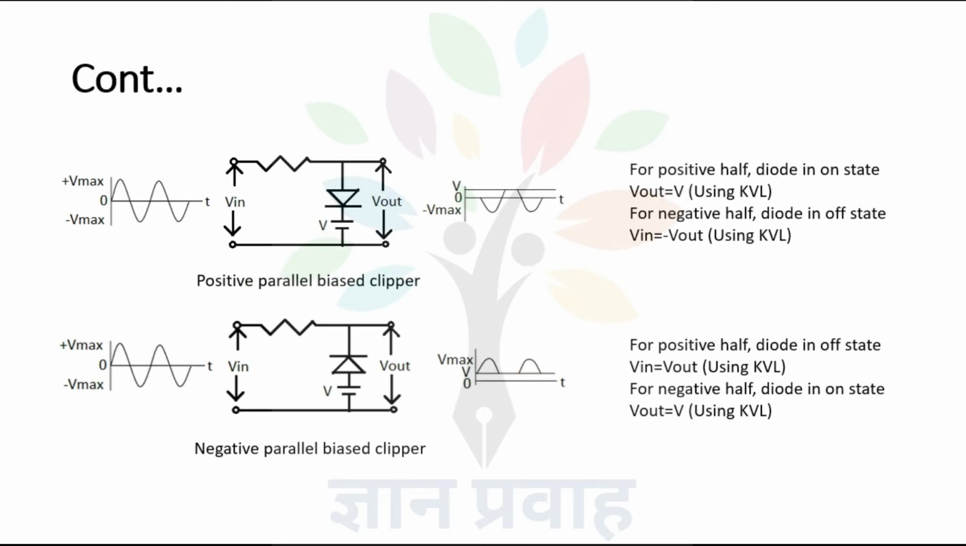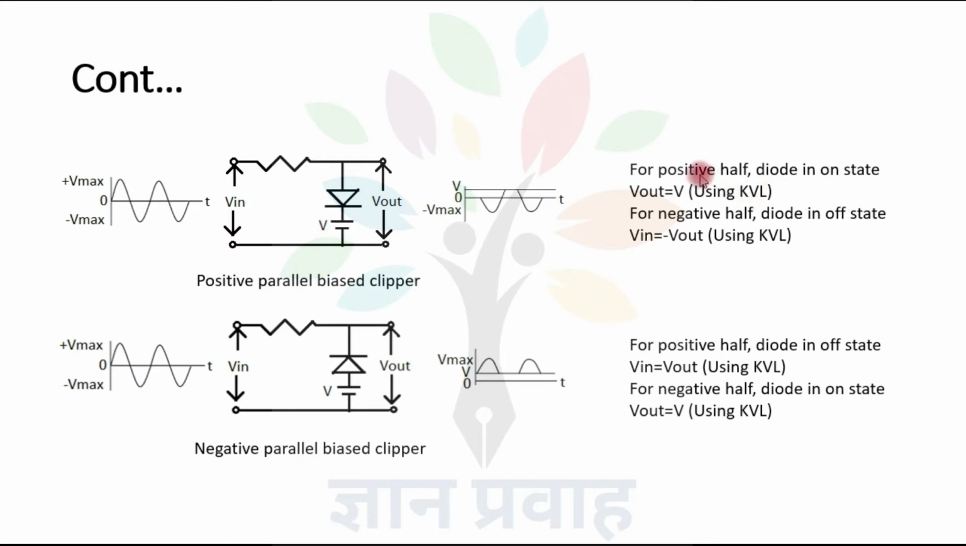Biased clipper circuit for parallel configuration. Here we are using a battery potential, that is V voltage, and the PN junction diode is connected in parallel with the output terminal. It means this one is a parallel clipper circuit and bias voltage is used here, so this one is a parallel biased clipper. This circuit is for positive clip off and this circuit is for negative clip off. The input is an AC signal. For the positive half, this terminal is positive and this one is negative.